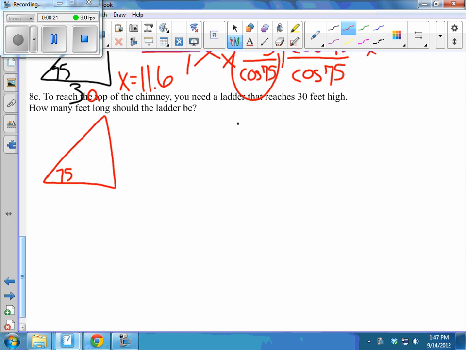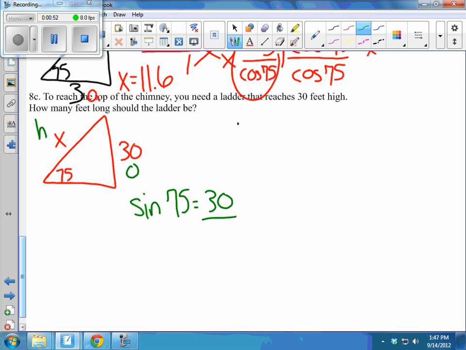And then on this one, it says to reach the top of the chimney, you need a ladder that reaches 30 feet high. That means I need the ladder to go up 30 feet. So how many feet long should the ladder be? There's my x. So again, since it's the right triangle, do I use sine, cosine, or tangent? And x is my hypotenuse, 30 is opposite. So with SOHCAHTOA, I'll be using sine. So I'll have sine of the angle, and that should equal my opposite over my hypotenuse.